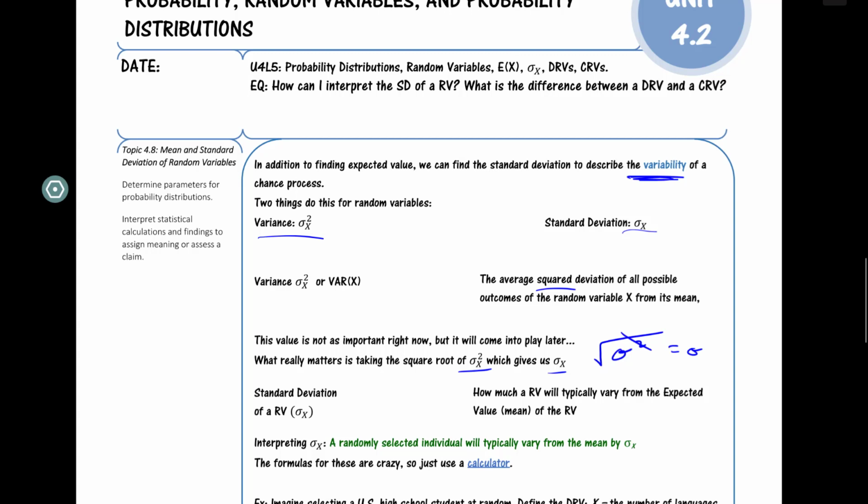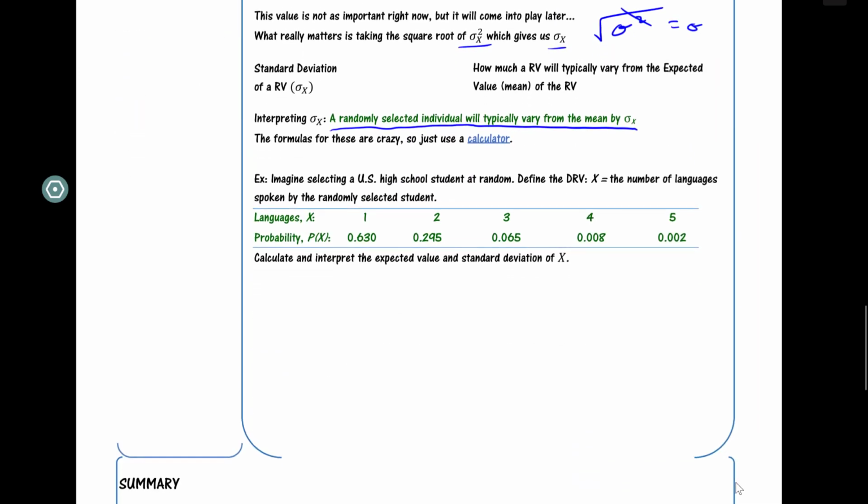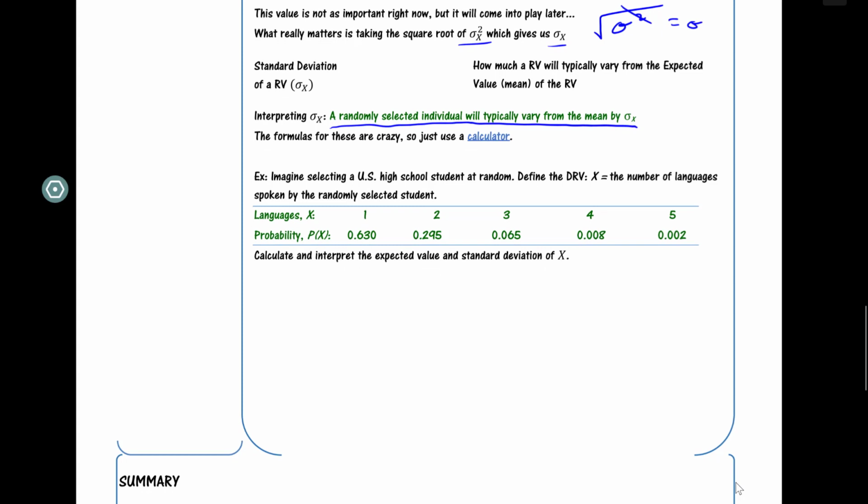How much a random variable will typically vary from the expected value, that is your standard deviation. And we can interpret it with this sentence starter: a randomly selected individual will typically vary from the mean by sigma. Now, the formula for this is kind of a mess. The good thing is you don't have to really worry about doing that formula because it's never really expected of you to do it. You're just going to be using a calculator to do it. So let's go ahead and take a look at a calculator and see how that might work, and especially looking at this setting.